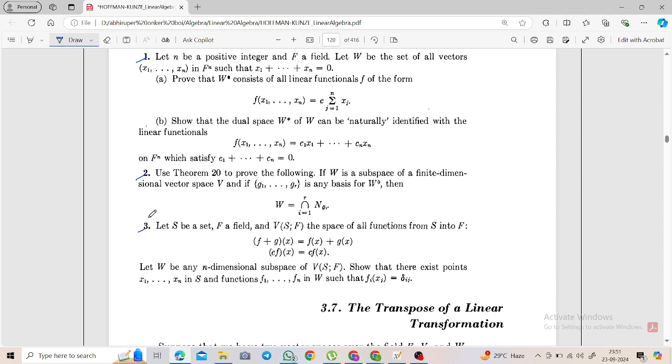So what is the problem? In a positive integer field, if W is the set of all vectors x1 to xn such that the sum is 0, prove that W naught consists of all linear functionals of the form... Show that the dual space W star of W can be naturally identified with the linear functional this.